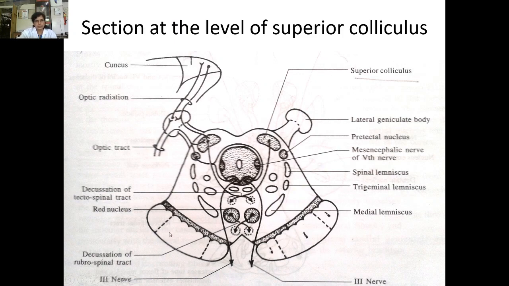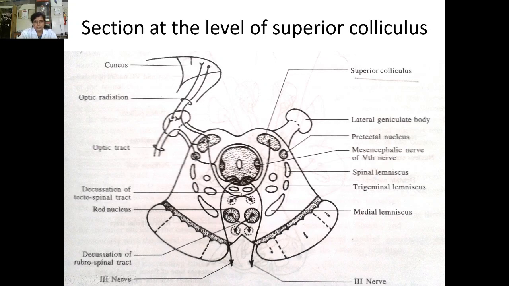This section shows again anteriorly the crus cerebri and then the substantia nigra, and the structure of the crus cerebri and the substantia nigra is the same as that of the lower level. So these two structures have the same structure throughout the midbrain. Then we will see the tegmentum in the median plane along the midline.